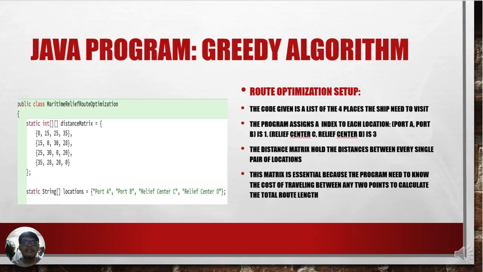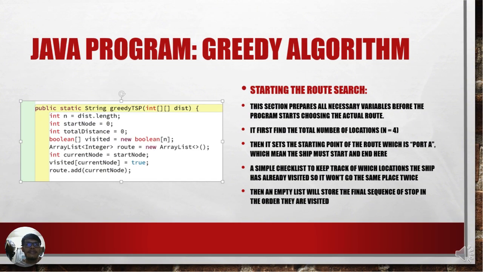The distance matrix holds the distance between each single pair of locations, and this matrix is essential because the program needs to know the cost of traveling between any 2 points to calculate the total route length. Now the second part is starting the route search. This section prepares all necessary variables before the program starts choosing the actual route.